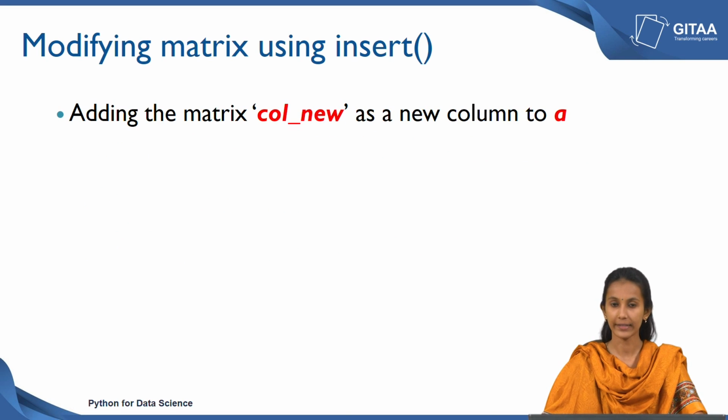So first we will add the matrix column_new as a new column to the existing matrix, which is A.